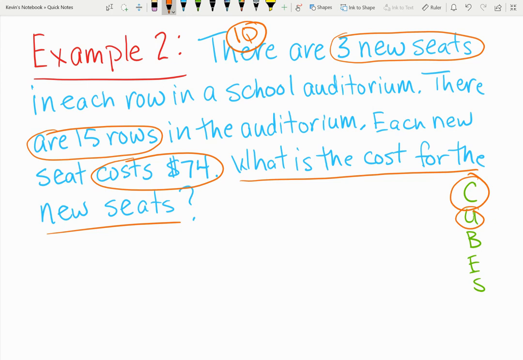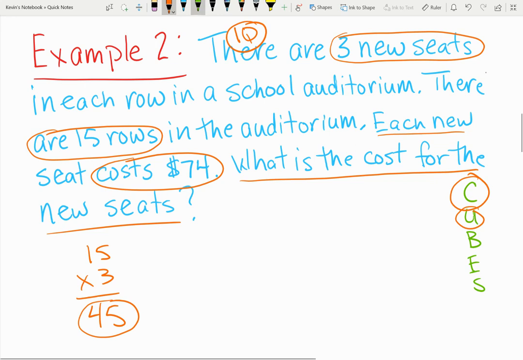So again, we know there are 3 new seats and there are 15 rows. So think about that. If there's 3 seats and there's 15 rows, we're going to use multiplication to figure out this part. So we're just going to do 15 times 3. We get 45, and that's going to be 45 total seats in the auditorium. And then it tells us here each new seat costs $74.